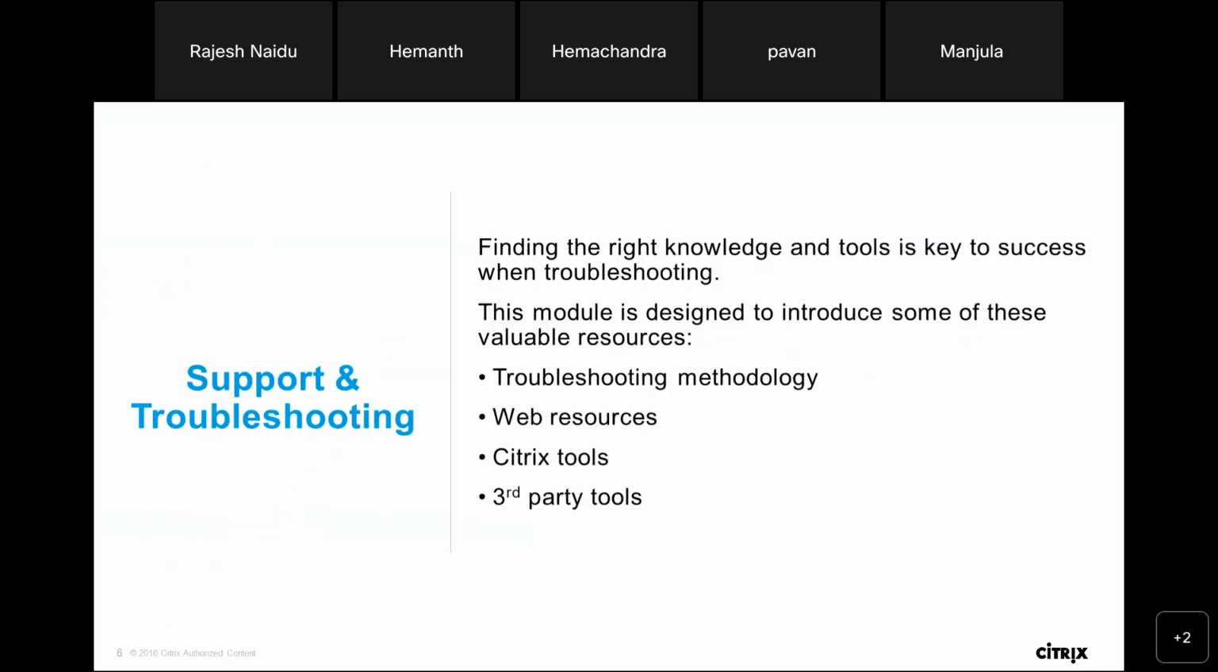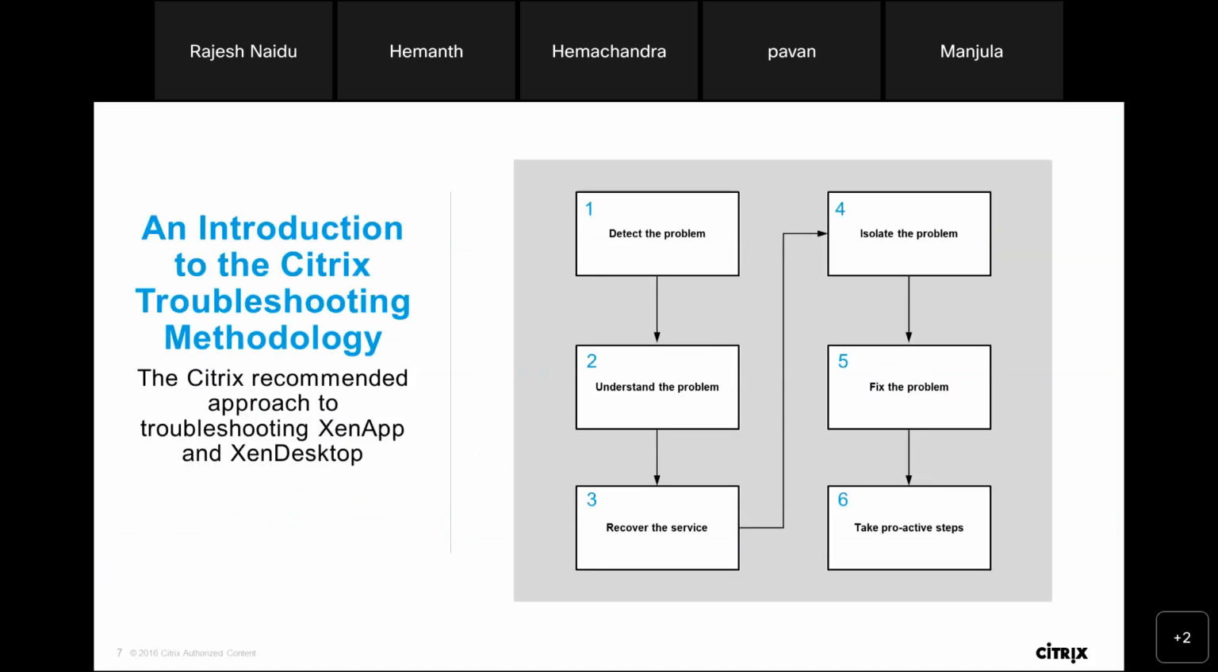So what type of tools and services will we be using for troubleshooting? First of all, the troubleshooting methodology we will follow, web resources we will follow, Citrix tools we will use, third-party tools we will use. So these are the four types of methods we will use for troubleshooting the issues. When we are identifying the issue, we will have some troubleshooting methodology. This process we will follow.